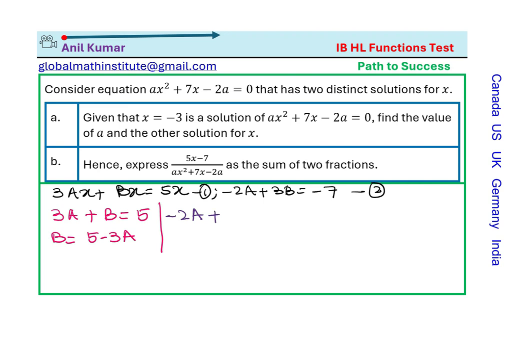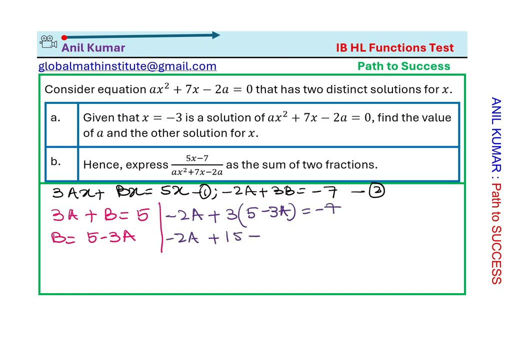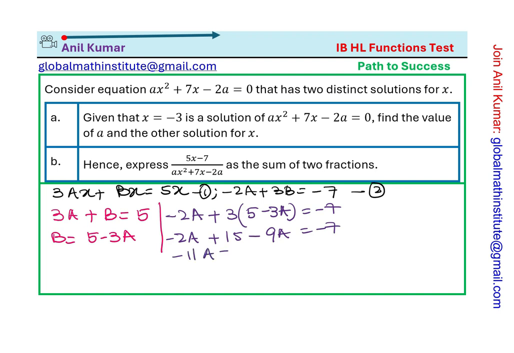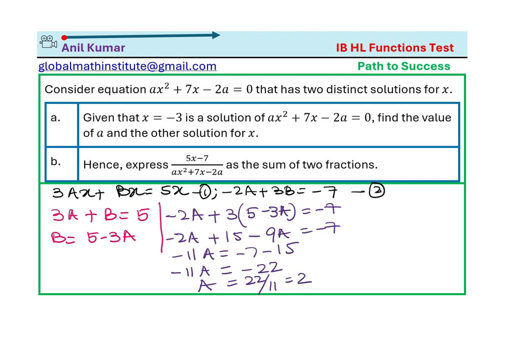Correct. Now in the second equation, what we are going to do is substitute this value of b, because minus 2a plus 3 times 5 minus 3a, and that should be equal to minus 7. So minus 2a plus 15 minus 3 times 3, 9a equals to minus 7. Combining a is minus 11a, and taking 15 on the other side, we get minus 7 minus 15. So we get minus 11a equals to minus 22, or a equals to 22 by 11, which is 2. So we get the value of a as 2.